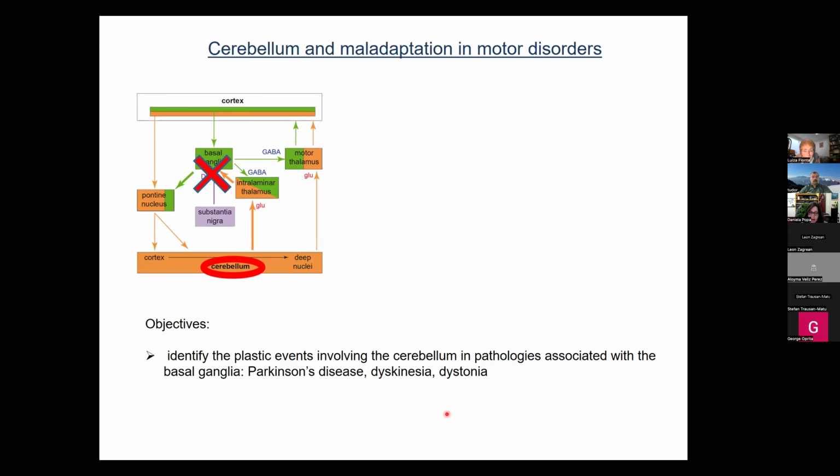And our objectives are to identify the plastic events involving the cerebellum in pathologies associated with the basal ganglia. And so far, we looked at the case of Parkinson's disease, dyskinesia, and dystonia. And we did not only describe these plastic events, but also we used plasticity to correct the problems. And for this, we induced plasticity in the system through stimulation to treat pathologies. So we explored the benefit of cerebellar stimulation to reverse motor dysfunction.